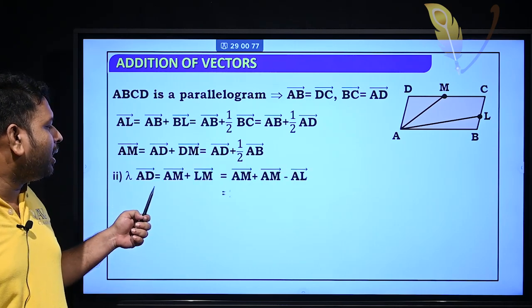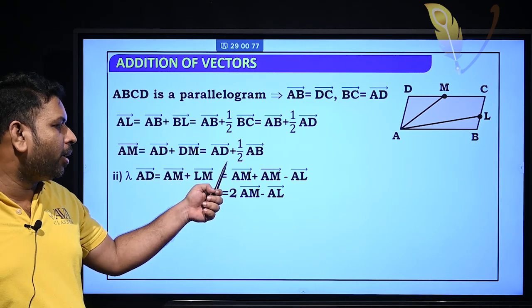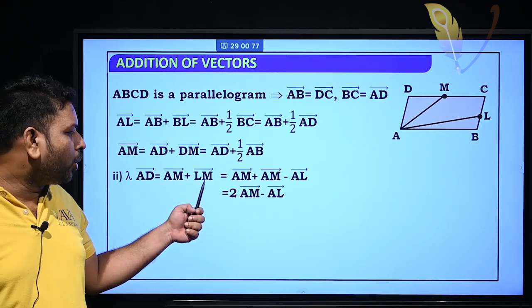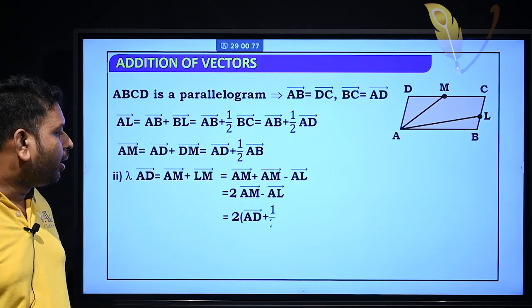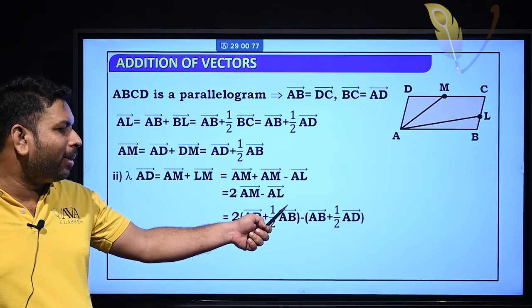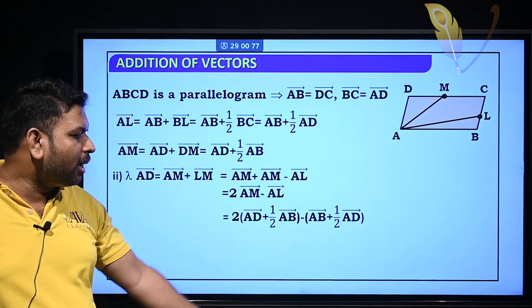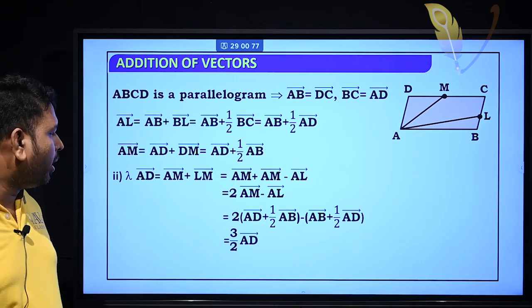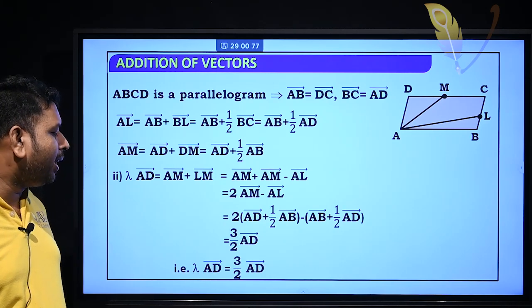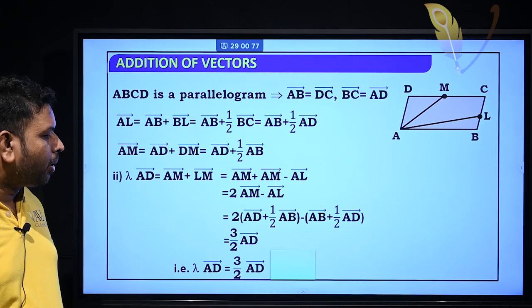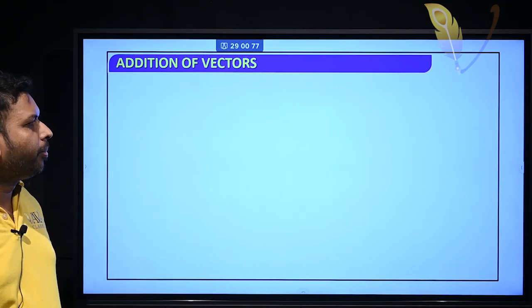Now lambda AD is AM + LM, which equals AM + AM minus AL. So 2AM minus AL. So 2 into (AD + half AB) minus (AB + half AD). By putting this value, it is 3/2 AD. So lambda AD is 3/2 AD. So lambda equals 3/2.